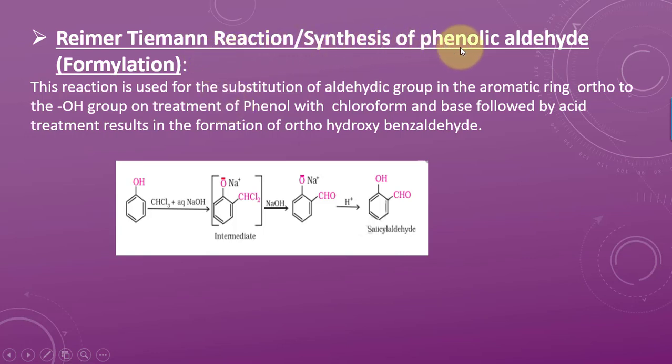Next reaction is Reimer-Tiemann reaction or synthesis of phenolic aldehyde, that is called as a formylation. In this method actually phenol is made to react with a base in the presence of chloroform. Substituted chlorobenzyl is formed as an intermediate which on further reaction with base sodium hydroxide and followed by acidic protonation will get converted into salicyl aldehyde.